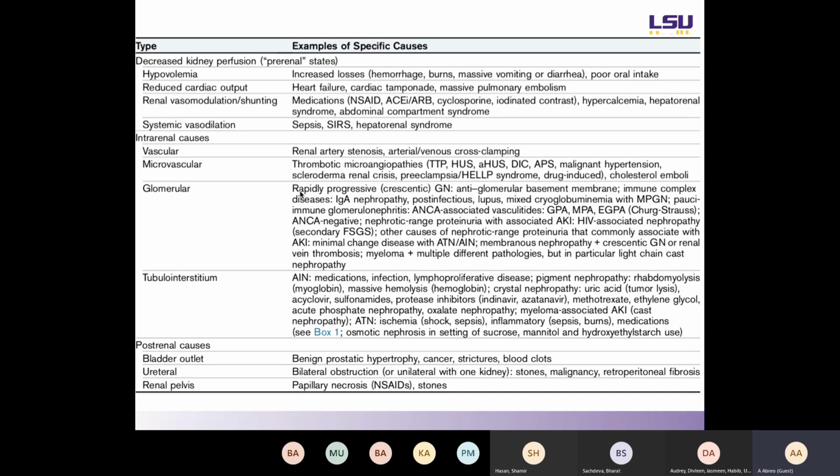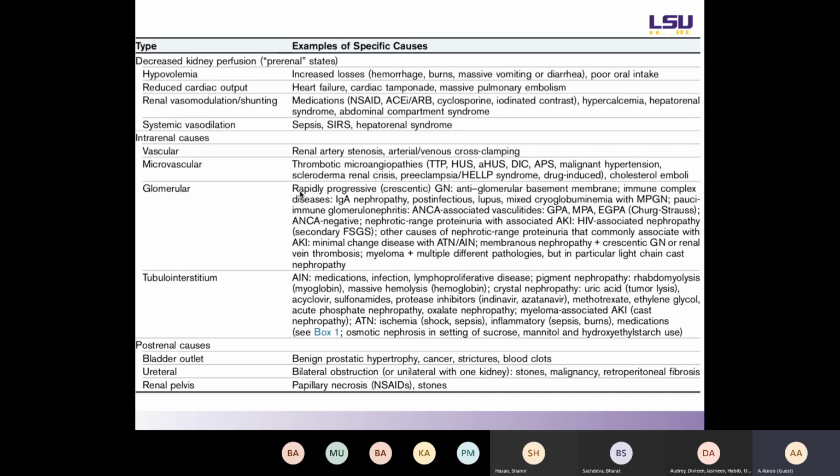Then intrarenal causes. Sometimes, when I ask some early learners on our team what they think the cause of the AKI is, they say intrarenal. I mean, that's a huge category, but these are things that you should keep in mind. You can break it down into vascular problems that typically come with some degree of hypertension as well, refractory hypertension, microvascular. Sometimes the clue is thrombocytopenia, or a related history of scleroderma or preeclampsia.